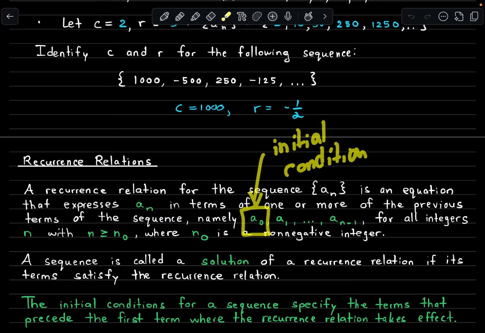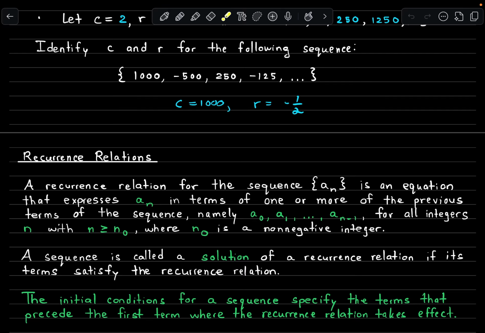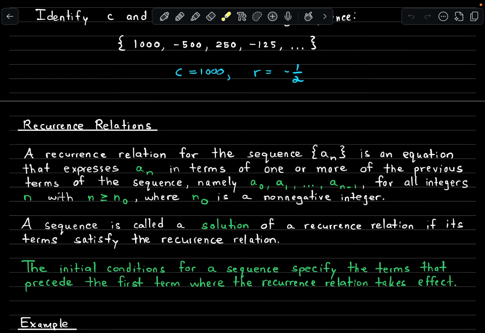And oftentimes you'll have more, right? You can have A sub 1 also given as an initial condition. So however many previous terms your recurrence relation is making use of, if it's the previous two terms, well, then we had better be given the first two terms as initial conditions. If it's the previous three terms, then we're going to need the first three terms as initial conditions, right? So your recurrence relation is not going to just start off. We're not going to evaluate that for A0 or A1 usually, right? We're going to start after that, whatever our initial conditions are.